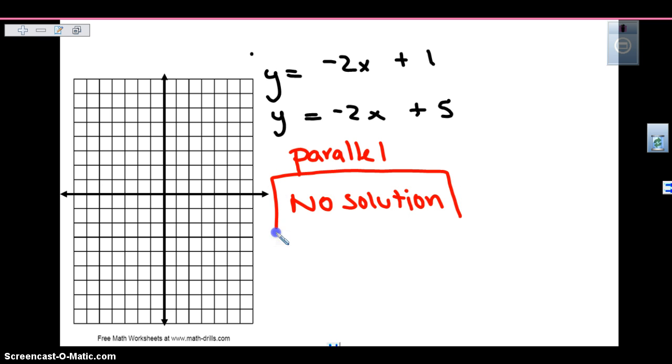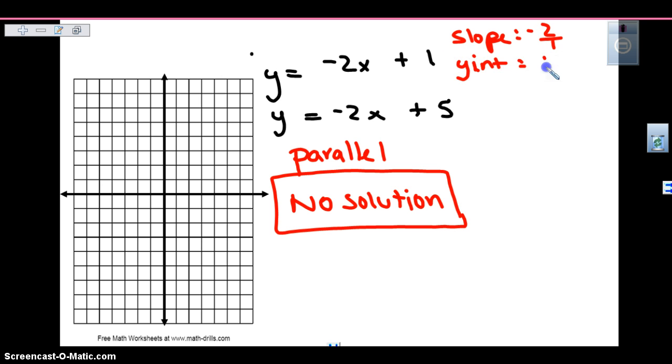We can still go ahead and graph it. What is the slope of the first line? Negative 2 over 1. What is the y-intercept? 1. So we start at 1.